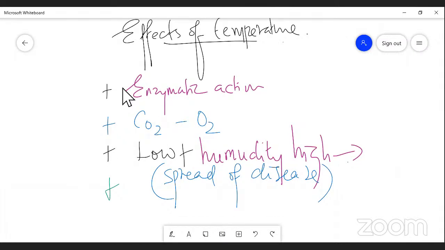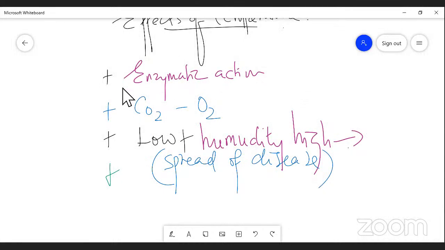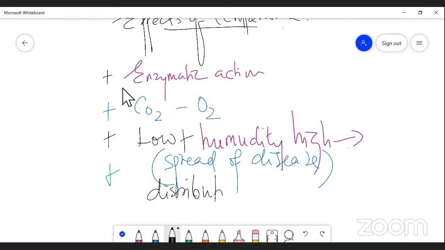Then one more point. Temperature also affects the distribution of vegetation, right? It affects the distribution of vegetation from one place to another place. So this is the nature of temperature, right?